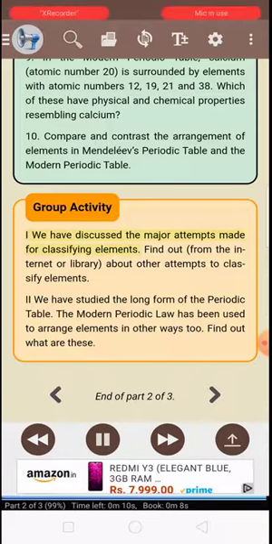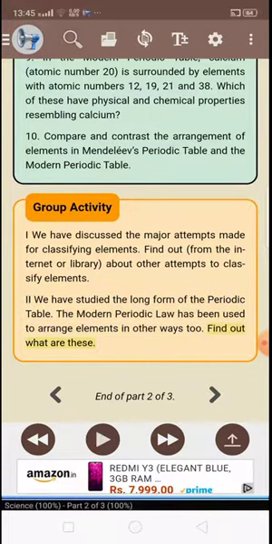Group activity. 1. We have discussed the major attempts made for classifying elements. Find out from the internet or library about other attempts to classify elements. 2. We have studied the long form of the periodic table. The modern periodic law has been used to arrange elements in other ways too. Find out what these are. Chapter 5.